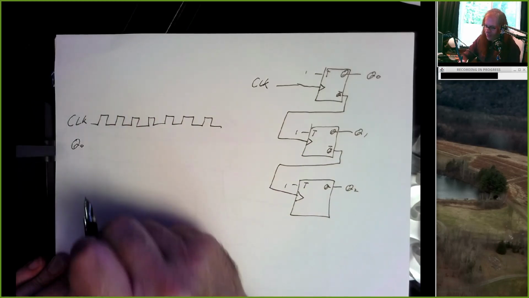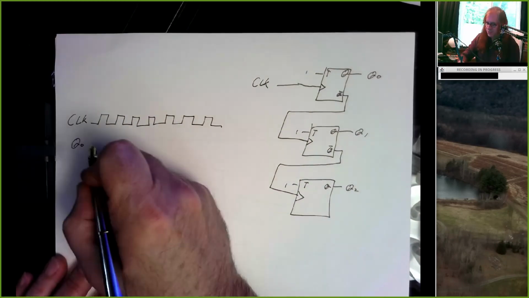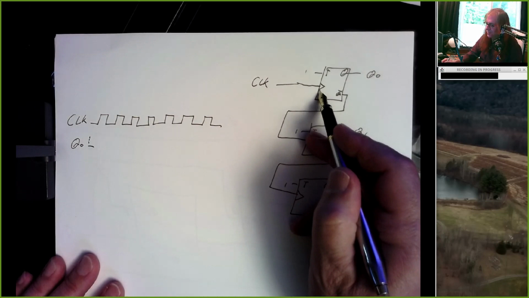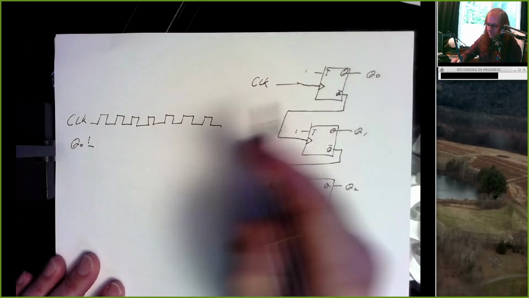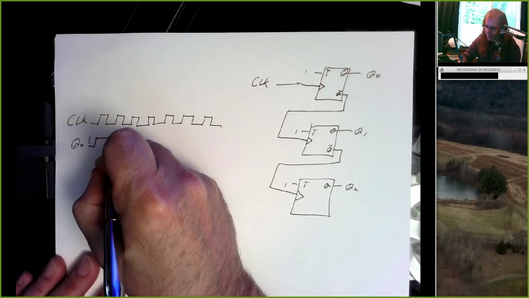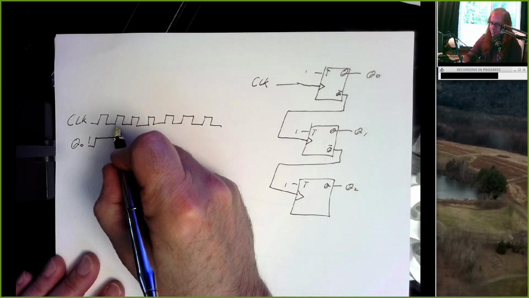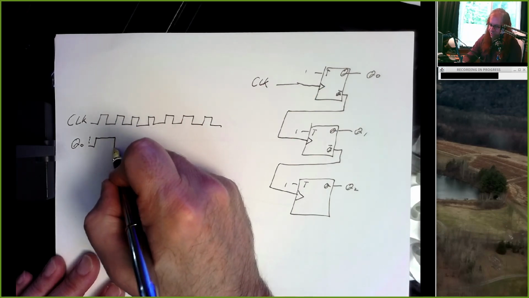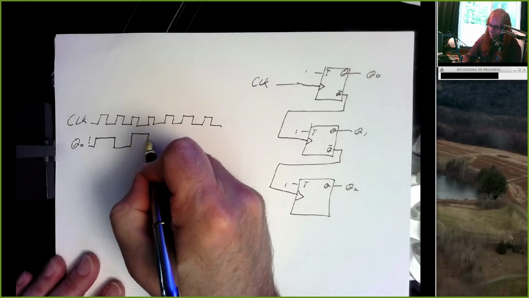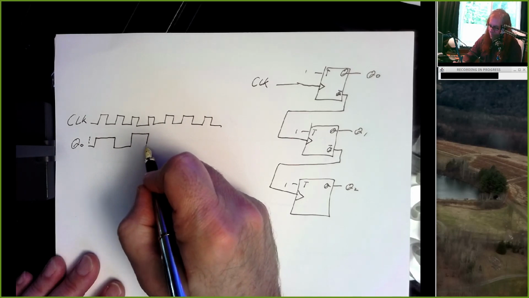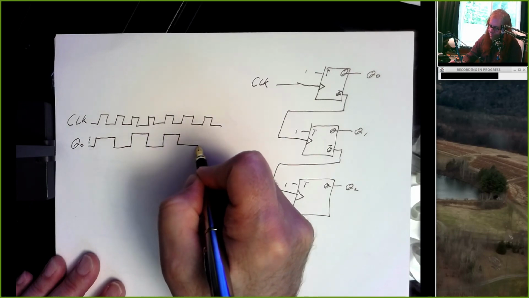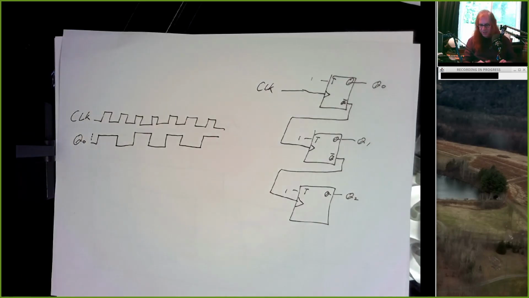All right, Q0, let's just suppose it starts off low. So when the clock changes from 0 to 1, Q should toggle. So here's a change from 0 to 1. Q0 was low, it'll go high. And it'll stay there until the next positive edge on the clock, and it'll toggle again. And at the next positive edge, it will toggle again. And each time our input clock changes from 0 to 1, our output Q0 toggles. So we get something like this.